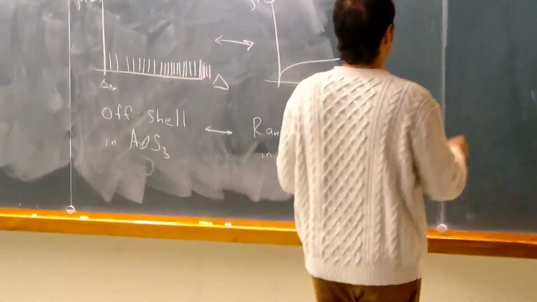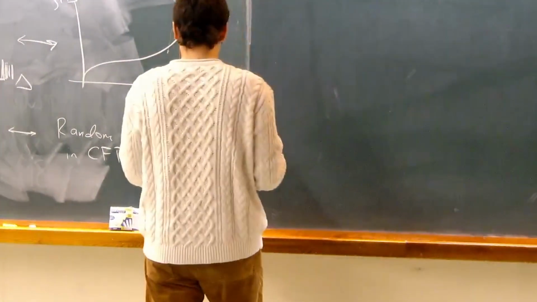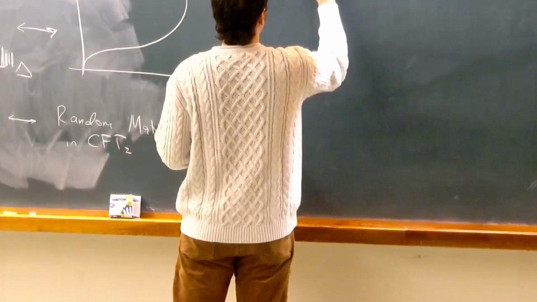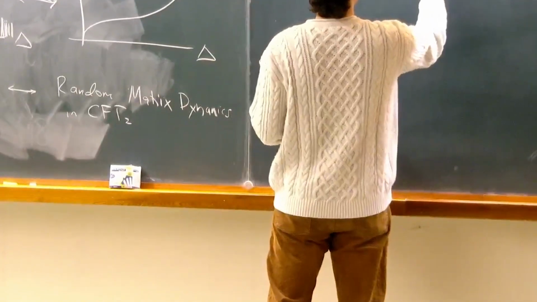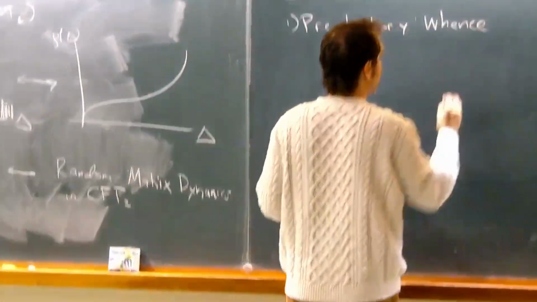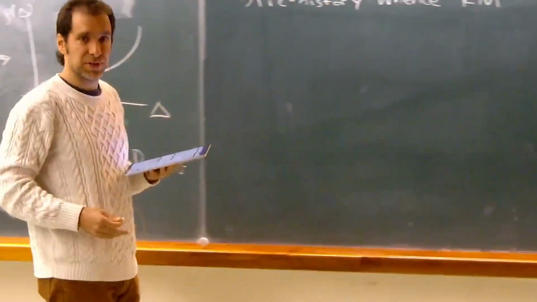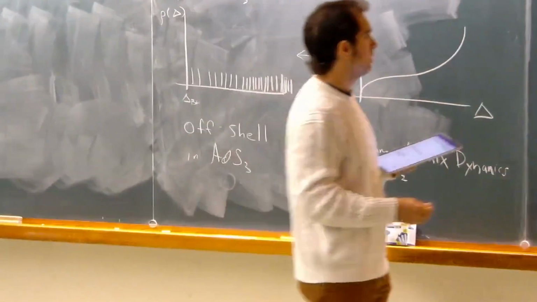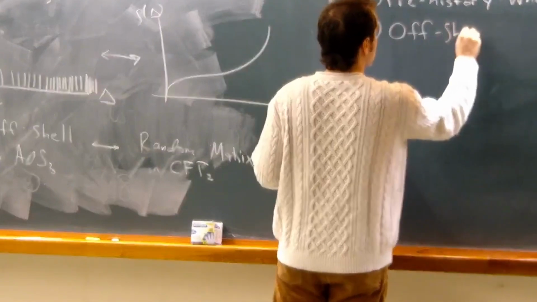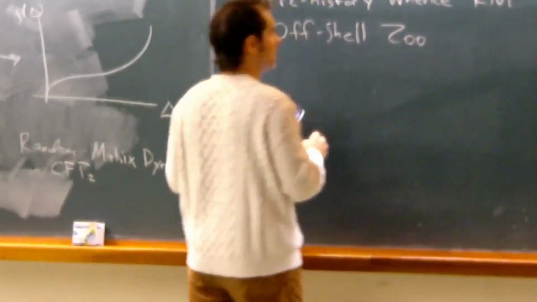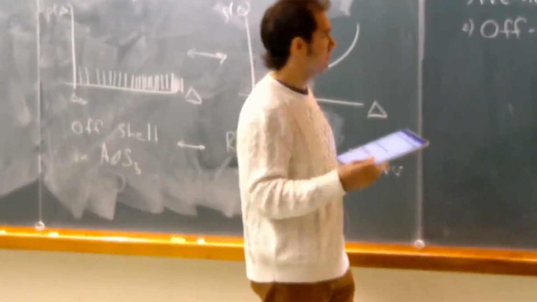So let me give an outline. First, there will be some prehistory whose goal is to get everyone on the same page, but also to explain from whence the random matrices came in this story. Okay. Then we'll have a little bit of a phenomenological excursion into an off-shell zoo of possible geometries that one should consider.